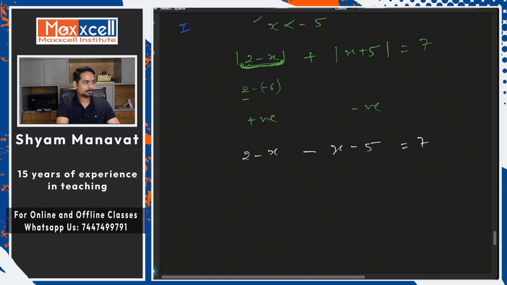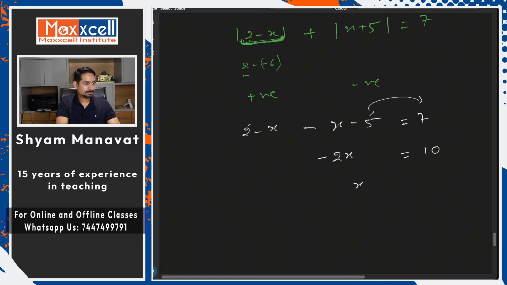What do we get by doing so? I have minus 2x here, and 2 minus 5 is minus 3. Minus 3 on this side becomes plus 3, and 7 plus 3 is 10. So x is equal to what? Minus 5. X is equal to minus 5.